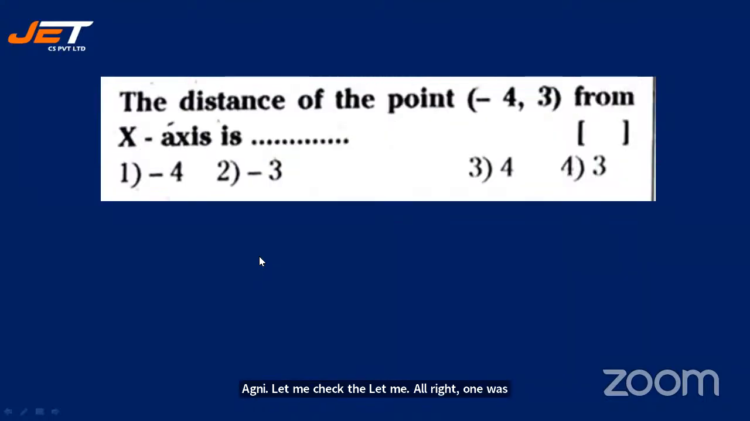See the next question. The distance of the point minus 4, comma 3 from x-axis is dash. Excuse me, ma'am. What is it? Yes, sir. Sorry for the interruption. Can I make an announcement, please? Yes, sir. Please.